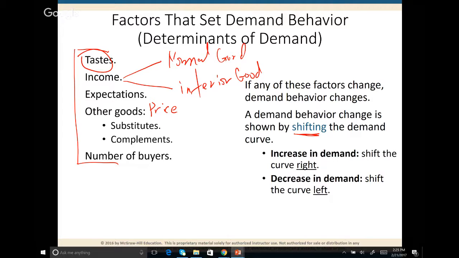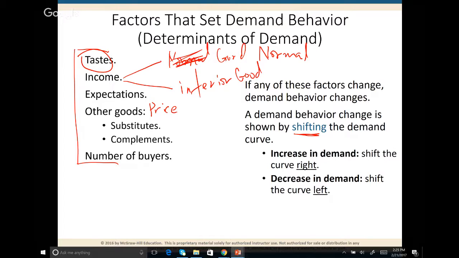So normal goods are the stuff that you buy more. Did I spell normal correctly? Yeah. Sorry for the handwriting, guys. So normal good is anything you buy more when income goes higher. That's normal good. And inferior good is anything you buy more when income goes down. That's inferior good. So one example of inferior good, you can think like the ramen noodle.